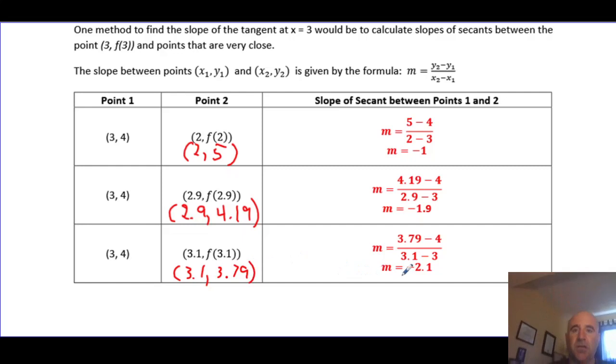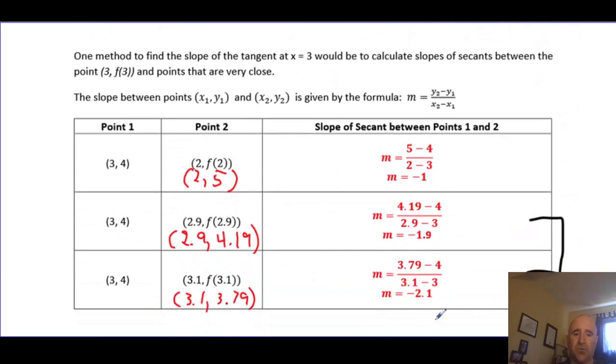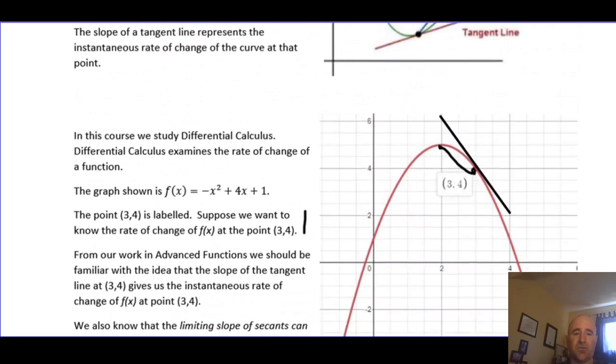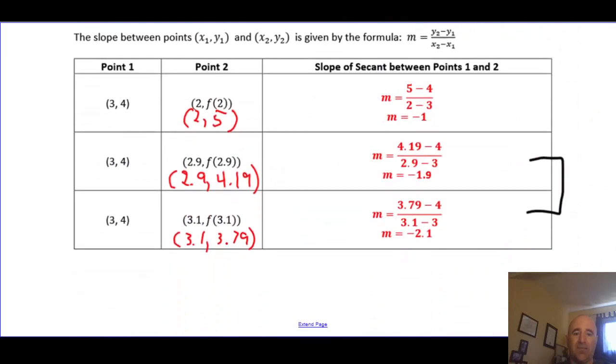Okay, now we do our slope calculation. We do need to be a little bit careful here. It's 3.79 minus 4 divided by 3.1 minus 3. So in this case, the denominator is positive and the numerator is negative, which still gives us a negative number, negative 2.1. So these last two really give you a good idea as to what the slope of that tangent is going to have to be. The secant line that goes from x equals 3 to 3.1 has a slope of negative 2.1, and the secant line that goes from 2.9 to 3 has a slope of negative 1.9.